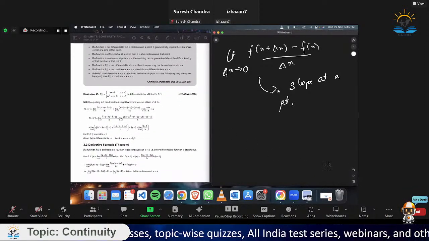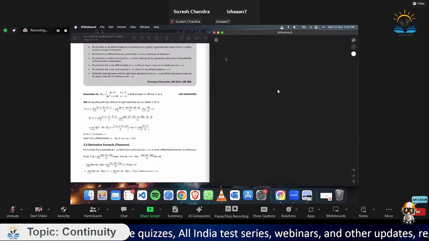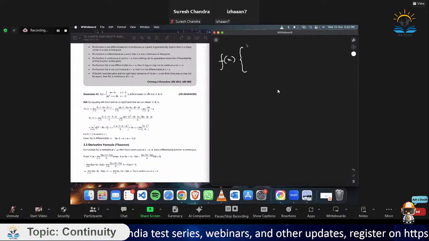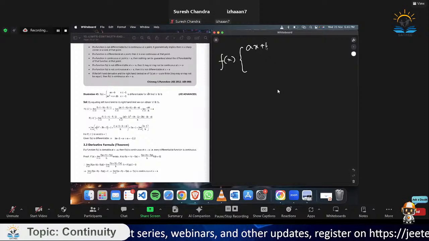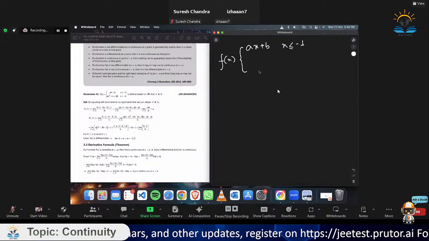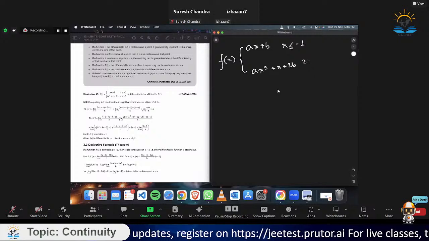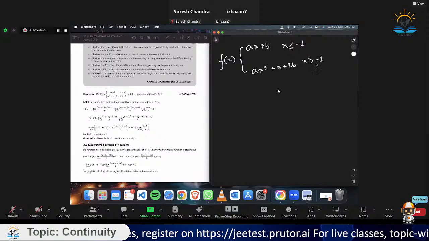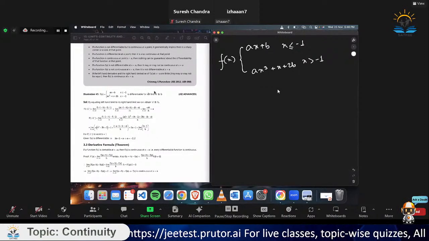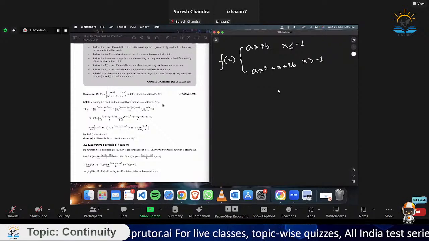Let's see these questions. Now, we have been given a function f(x) whose value is changing. We have ax plus b for x less than or equal to minus 1, and ax cube plus x plus 2b for x greater than minus 1. Now, they want us to find, if it is differentiable for x in R, then we have to find a and b.